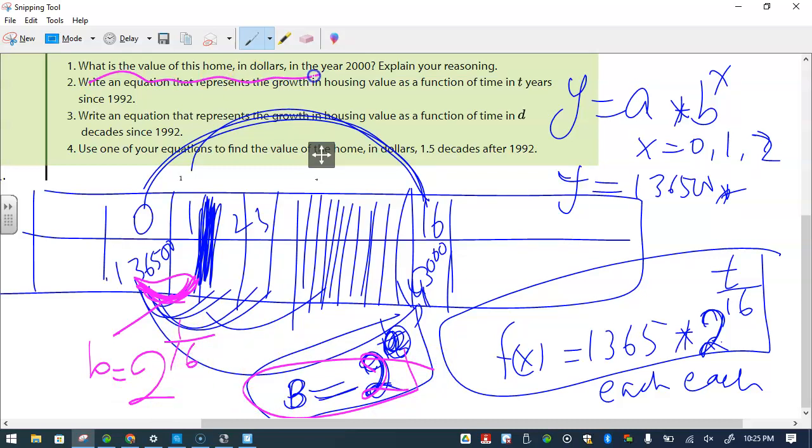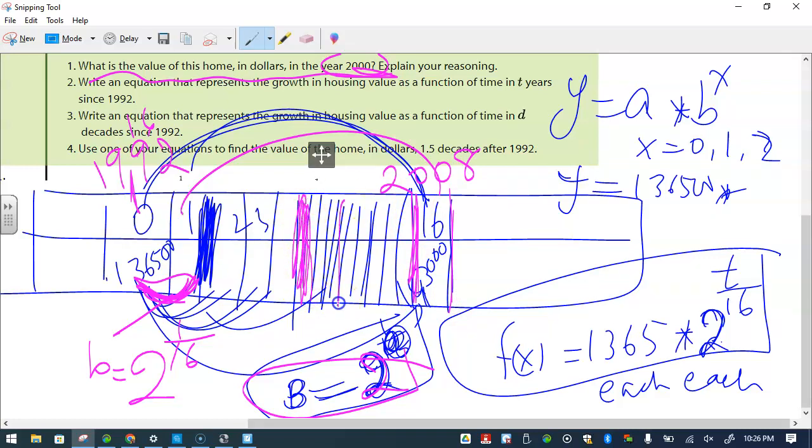So what is the value of this in 2000? It says in 2000, right? This was in 1992, and if I add 16 to 92, this will be 2008, right? So they're asking you in between, what about 2000? What about from here to 2000?